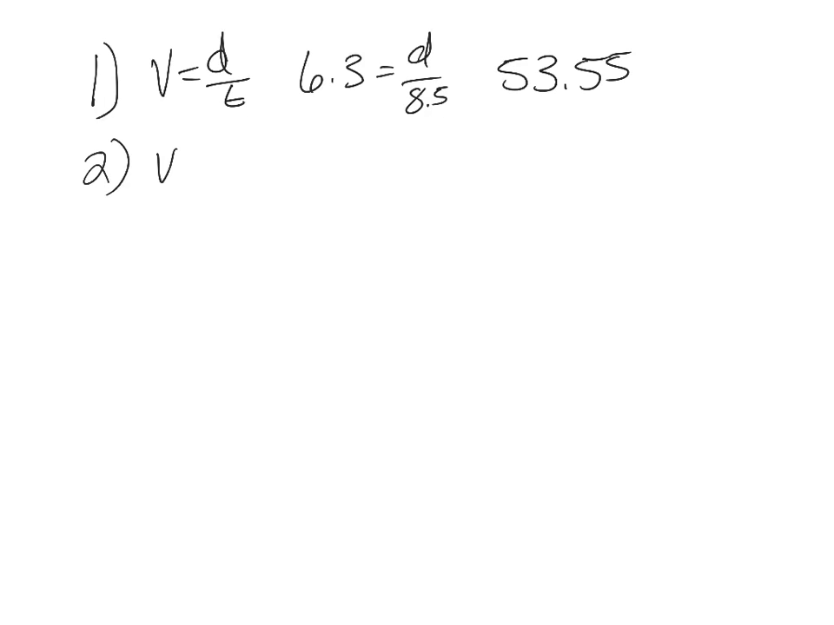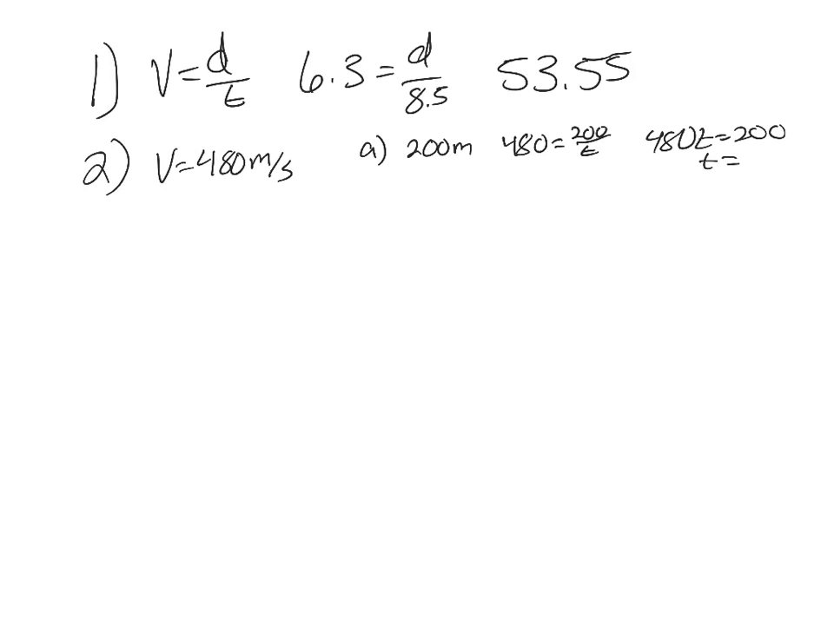For number two, you're doing the same basic thing, except this time we're solving for time. So we have a velocity of 480 meters per second. And for A, we are going a distance of 200 meters. So we would do 480 equals 200 over t, which would give us 480t equals 200. And then divide it, and you would get t is equal to 0.417 seconds.